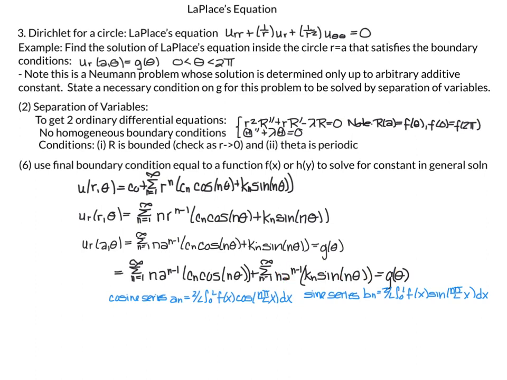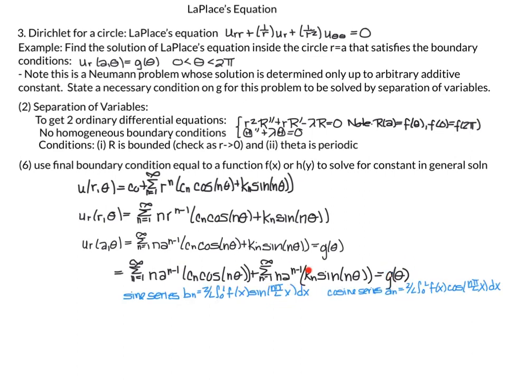So when I look at this, actually, Cn are the coefficients of the cosine expansion of g of theta, and Kn are the coefficients of the sine expansion of g of theta. In other words, what we have here on the left-hand side, with some other constants multiplying it, is a cosine series and a sine series that equals g of theta. In other words, this cosine series and sine series is exactly the Fourier series for g of theta.